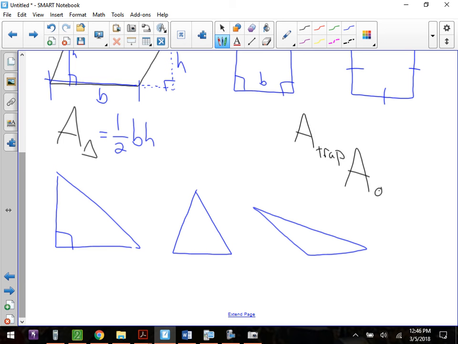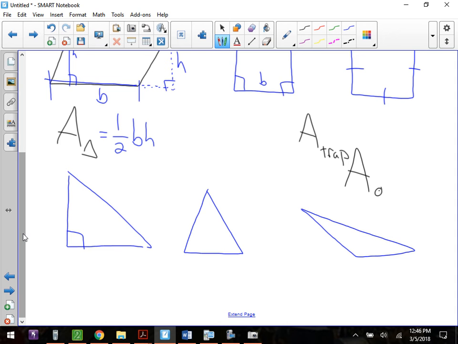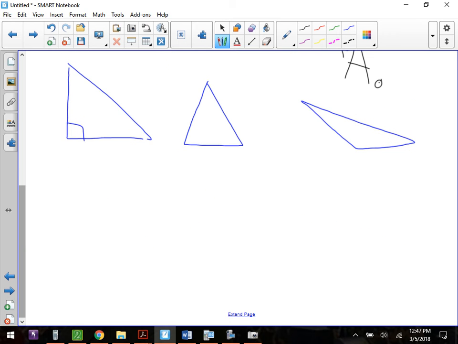And we'll come back to these guys. So you can have a right triangle, an acute triangle, or an obtuse triangle. And depending upon which one you have, it depends on how they draw their bases and heights. Obviously, if it's a right triangle, your base and height is where they form the right angle.